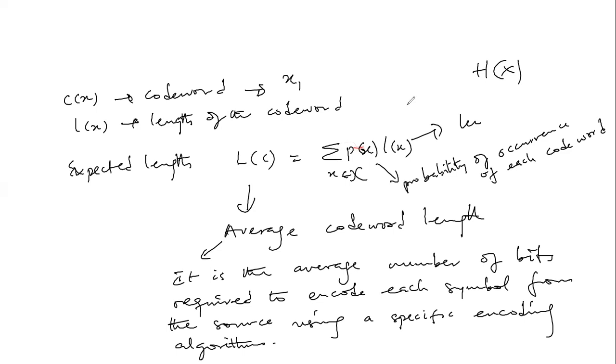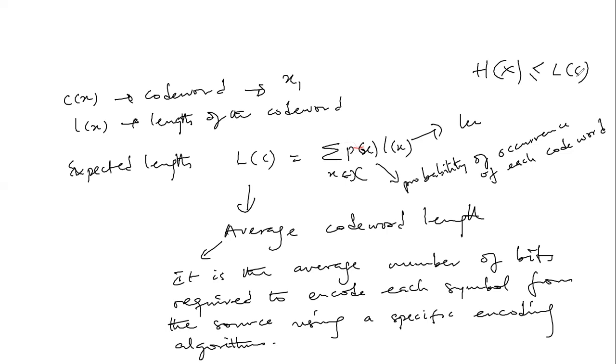Okay? So technically, the entropy should be less than or equal to the expected length, because the entropy tells us the minimum average number of bits needed to encode each symbol from the source. So this is giving us the minimum average needed, while this is giving us the actual number of bits needed. Okay, so that we don't confuse these two concepts. And as we move forward, we'll see the importance.